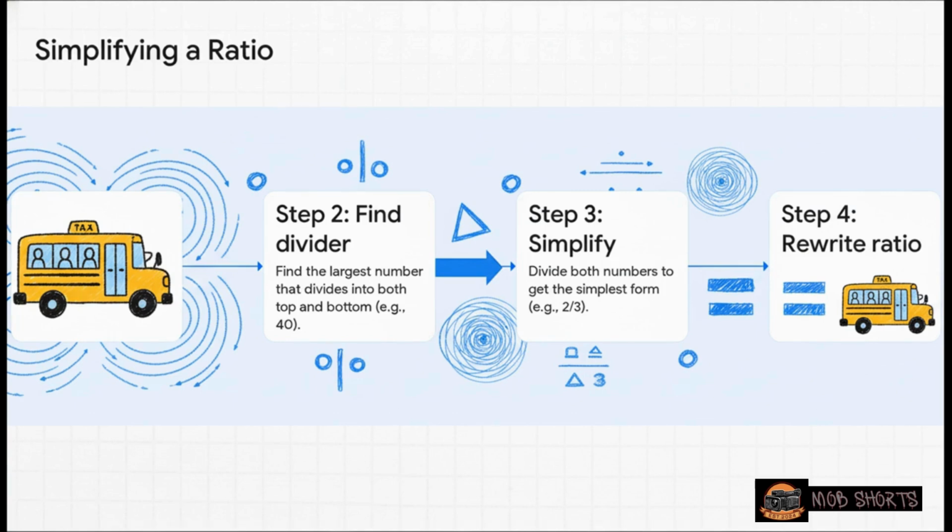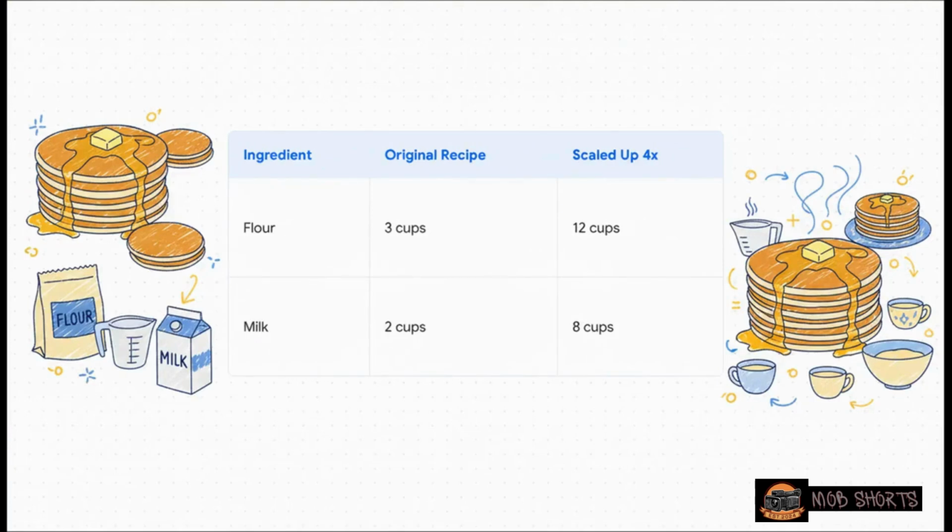See? Much clearer. And here's a perfect example of how ratios work in the real world. A pancake recipe calls for a 3:2 ratio of flour to milk. Okay, great. But suddenly you have a ton of guests coming over, and you need to make 4 times the pancakes. You don't have to guess. You just scale the ratio. Multiply both parts by 4. 3 cups of flour becomes 12, and 2 cups of milk becomes 8. That 3:2 relationship is still there, so your pancakes will taste exactly the same. There will just be way more of them.